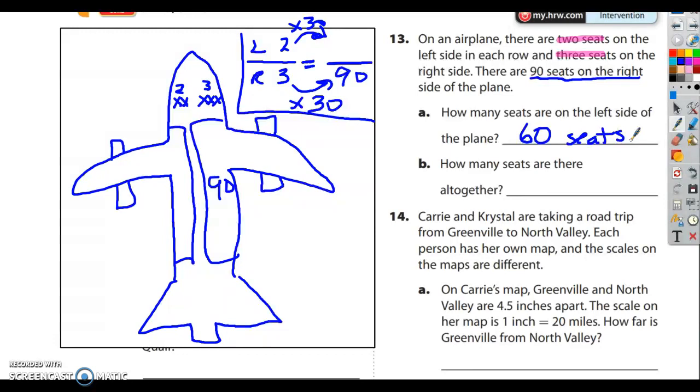How many seats are there altogether? Well, I need to add up my seats on the left, which is 60, and my seats on the right, which are 90, and I get 150. 150 seats altogether. Alright, let's move on.